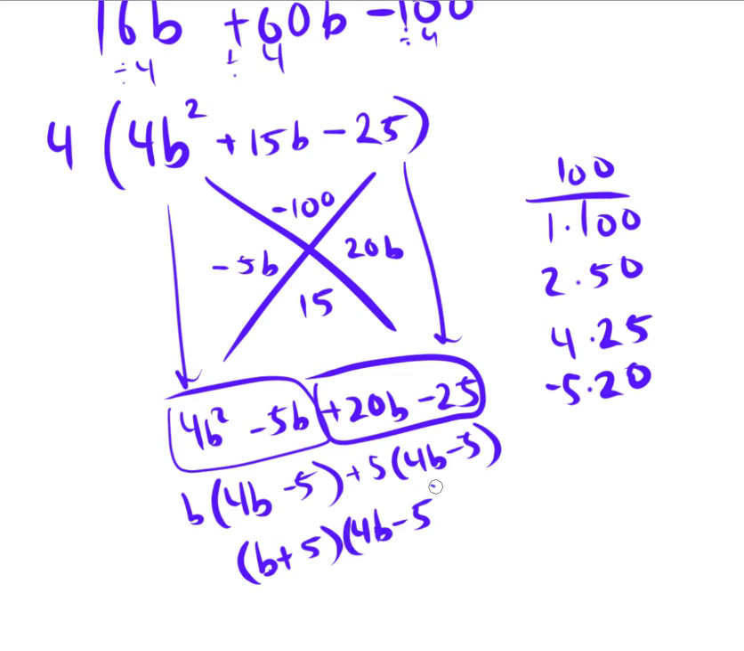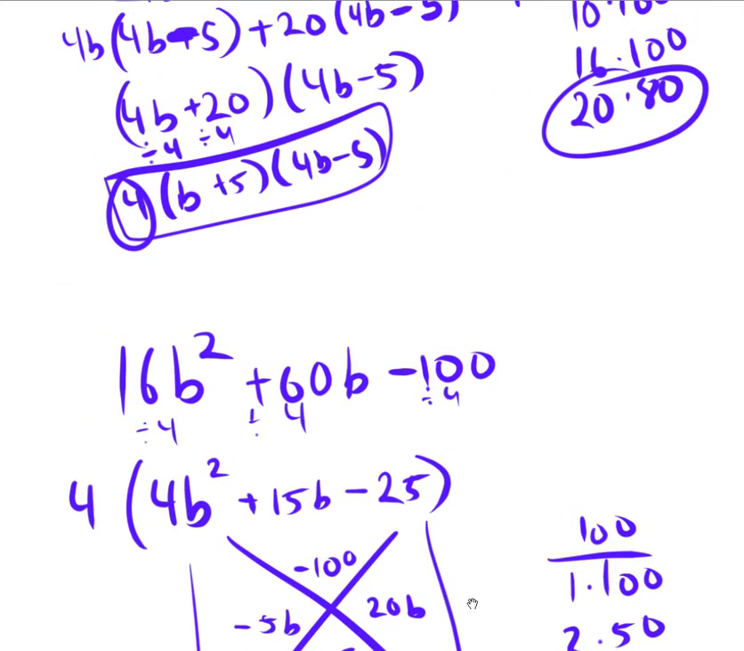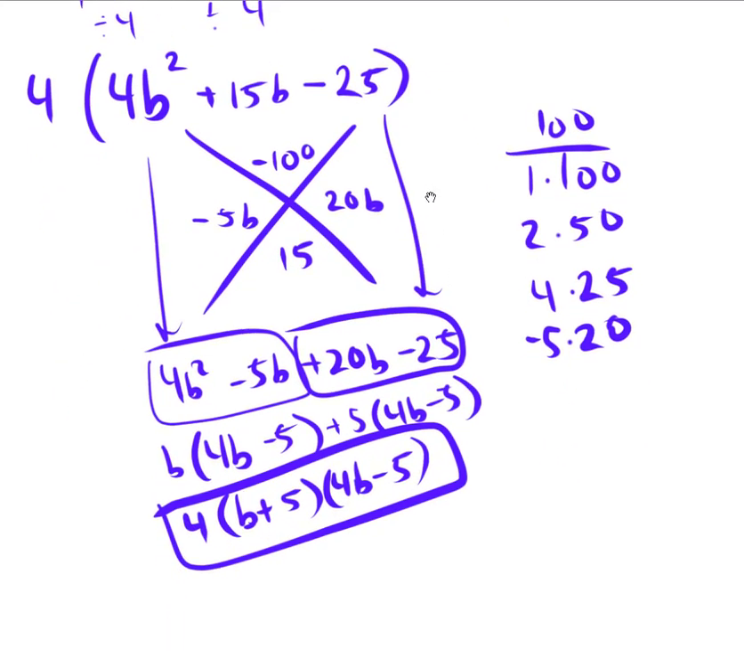And we're almost done. The only thing we have left to do is, remember, we were multiplying this times that, so I have to just put my 4 on the outside. And this is my final answer. And as you can see, it's the same final answer that I got up here. 4 times b plus 5 times 4b minus 5. I got the same answer.